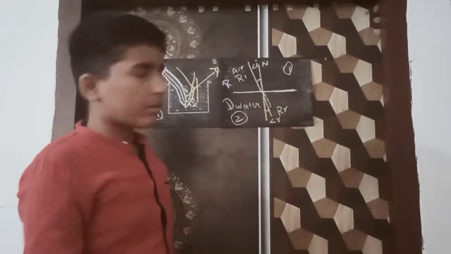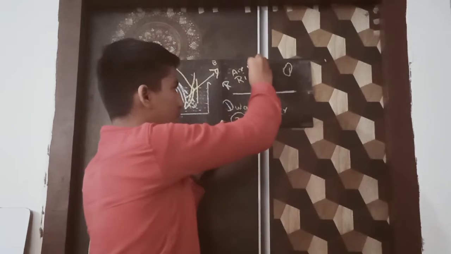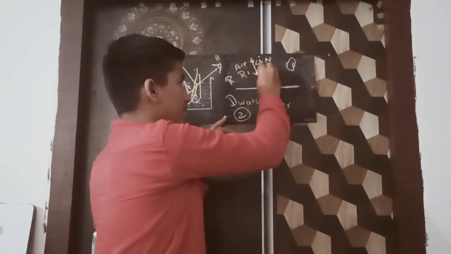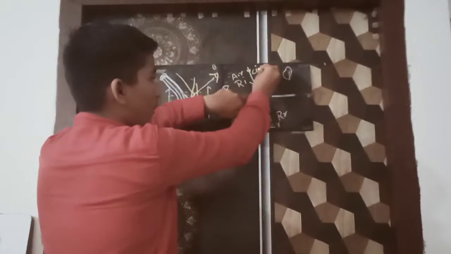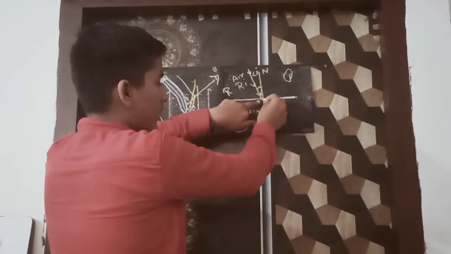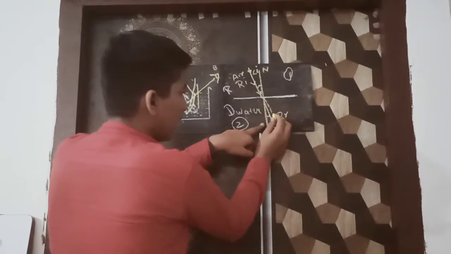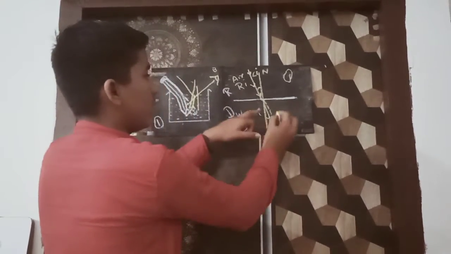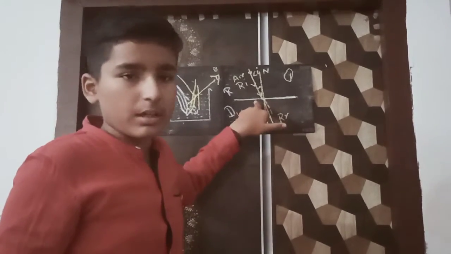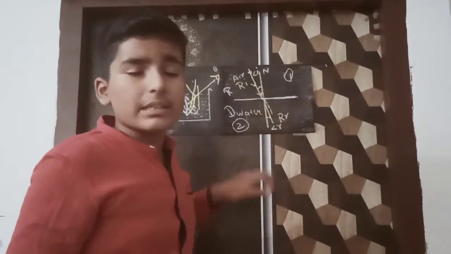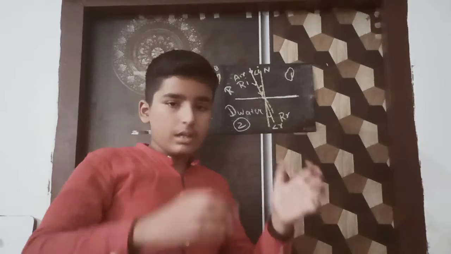Here, when a ray of light comes from a rarer region to a denser region, forming a normal, the ray of light has to go like this, but it will come closer to the normal. It is deviated from its path. What is the definition of refraction? The phenomenon due to which the ray of light gets deviated from its path is called refraction.